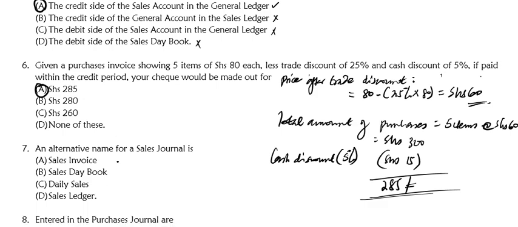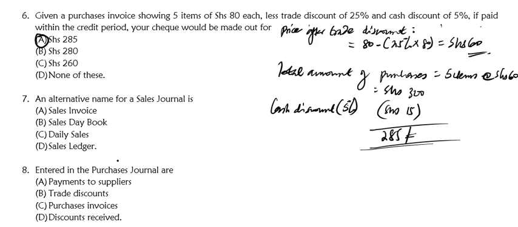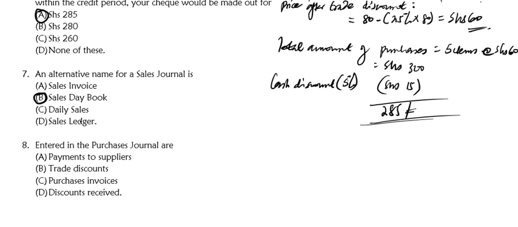An alternative name for the sales journal is sales daybook. So if they don't use the term sales journal, then we can use the sales daybook. That's the alternative name for the sales journal.